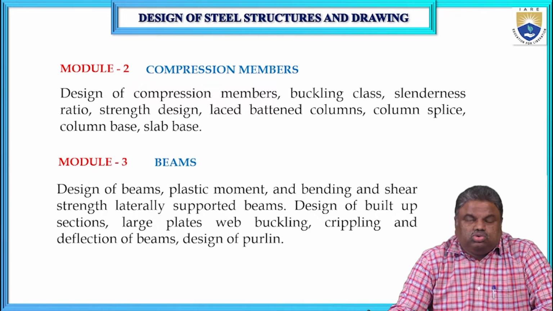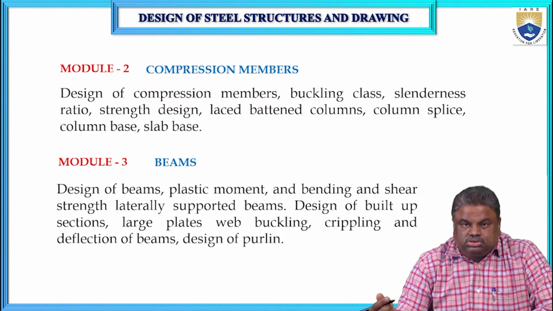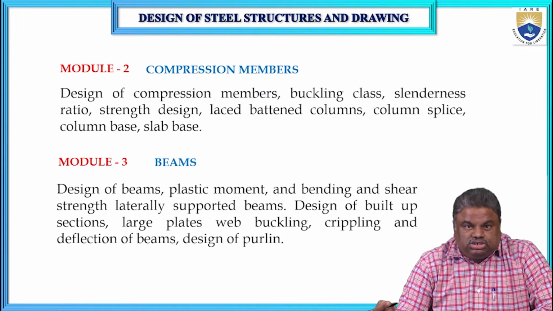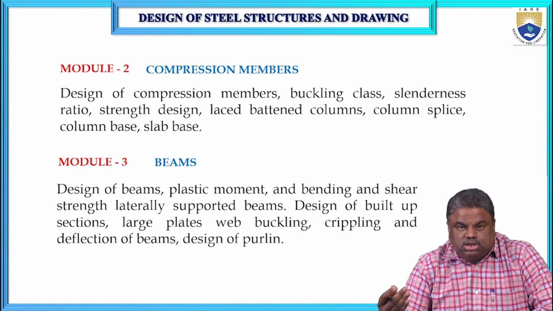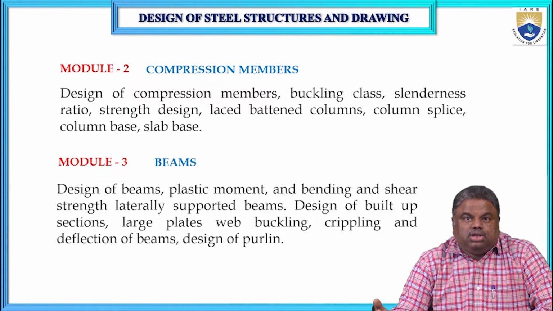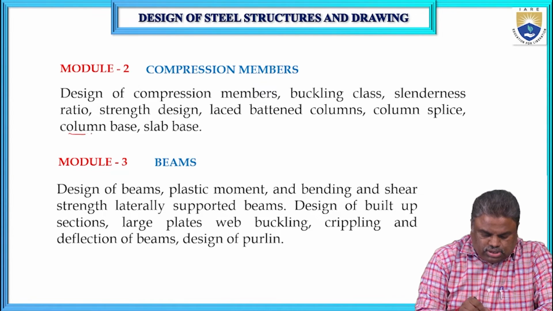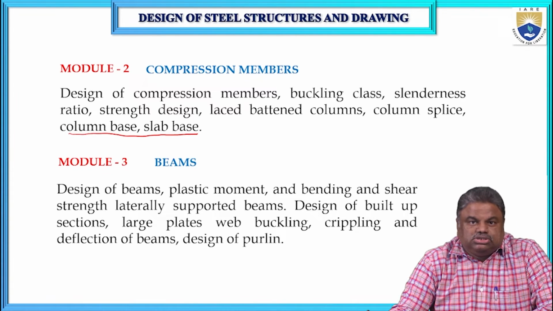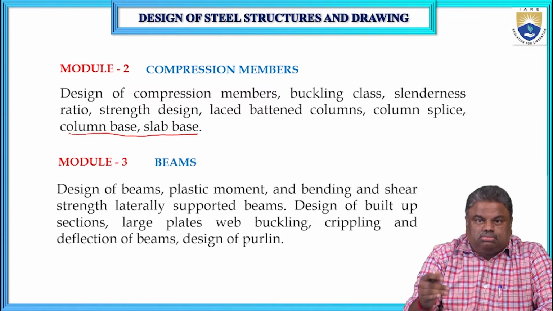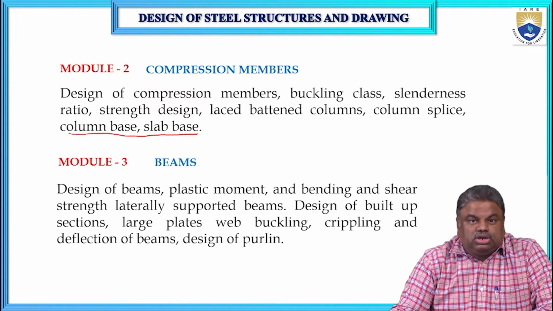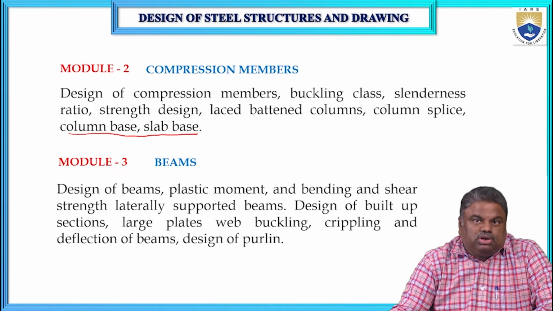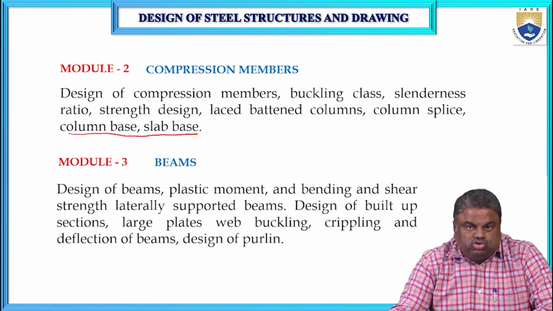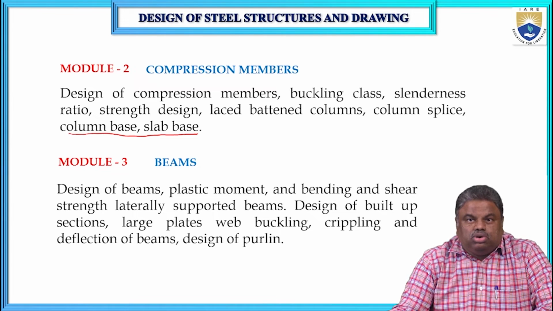So in module 2, we are going to cover the compression members. That is the design of columns, struts, and the connection between the column and the foundation. Column base and slab base deal with the foundation: how to connect the column to the foundation level. We have two types of bases: one is the slab base and the other is the gusseted base. Those things we'll see while covering module 2.